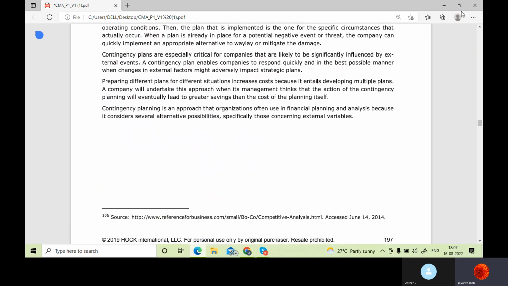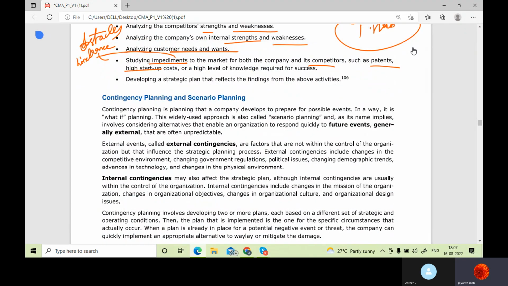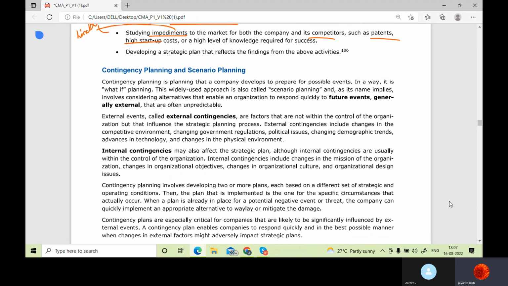Then contingency planning and scenario planning. What do you mean by this? See, in future, there can be some uncertainties. We don't know about that. So if plan A doesn't work, plan B should at least work. That is what this contingency planning means. It means in future there can be some uncertain events which can have an adverse impact on your business. So you should have a plan B in place, that kind of response, so that you can control, or you can save your business from any kind of failure. Okay, and then scenario planning.